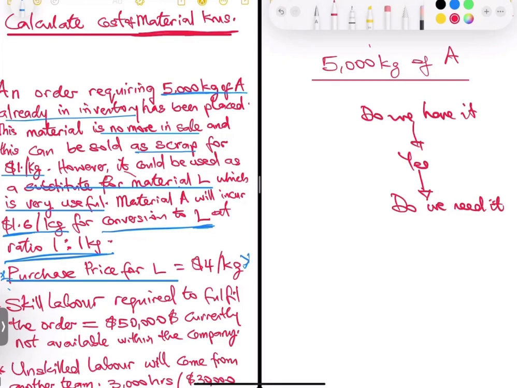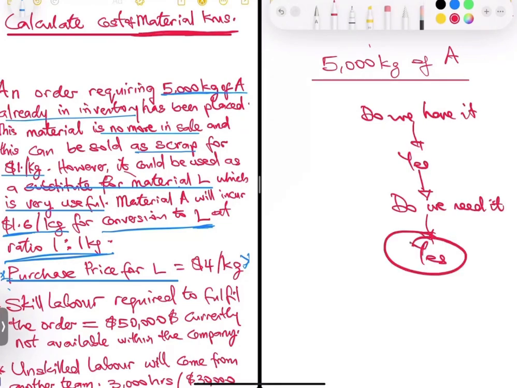Okay. So then that would be yes? That is yes. Because we need it to make two types of money. Either we make money from selling it as a scrap, or we make money from converting it to material L. Is it clear? So we need it, yes.